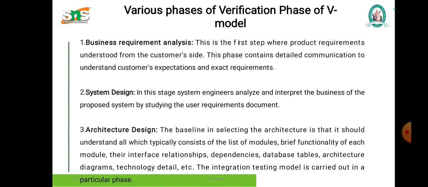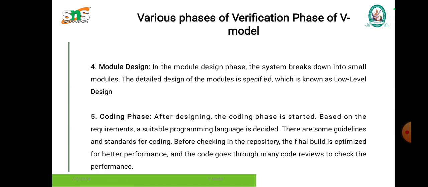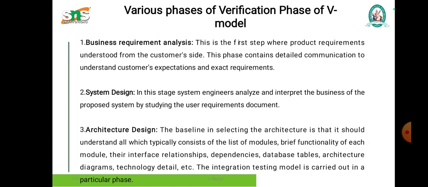Now we are going to discuss the various phases of verification in the V model. The verification phases are business requirement analysis, system design, architecture design, module design, and coding phase. So let's discuss one by one. The first one is business requirement analysis. This is the first step in the V model, which helps to understand the product requirements from the customer side. This phase contains detailed communication to understand the customer's expectations and exact requirements.